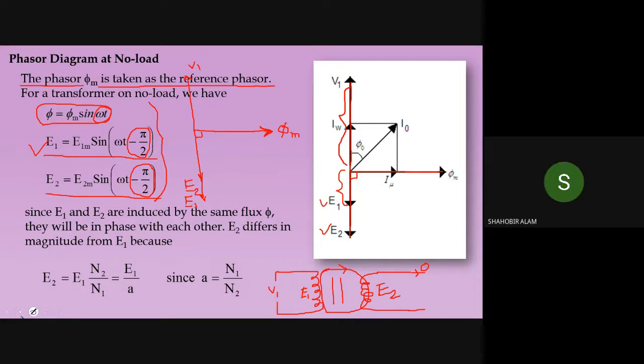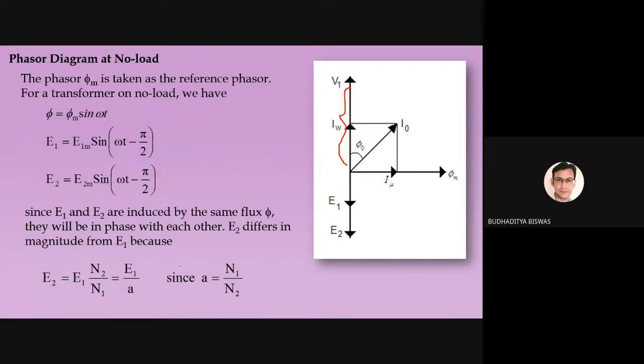After I draw all these things, then we need to draw the current. As I mentioned, I0 current will flow at this time, and I0 has two components: one is I mu, another is IW. It was also discussed that I mu is in phase with phi, because it is producing this particular flux. So obviously it has the same direction and phase as this one. So I mu should be placed here.